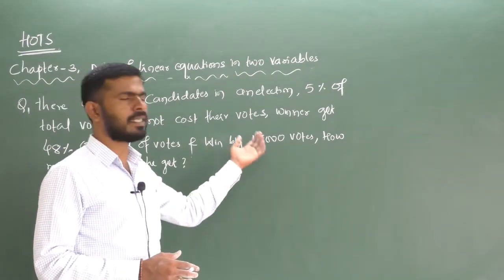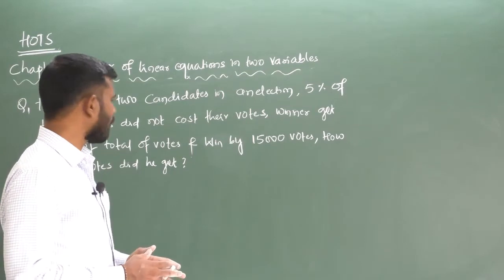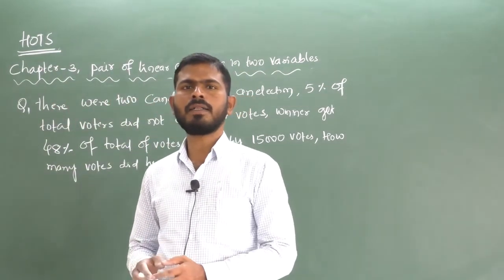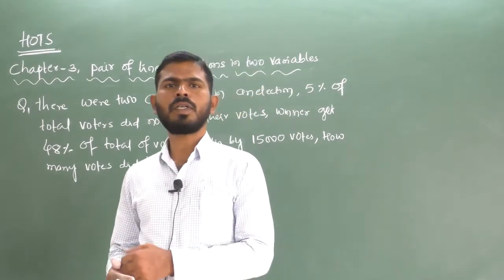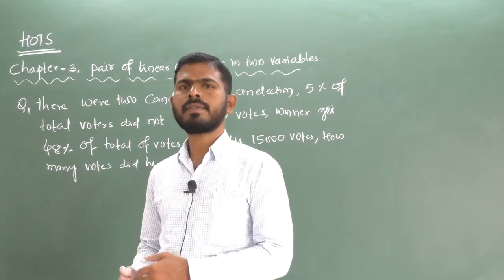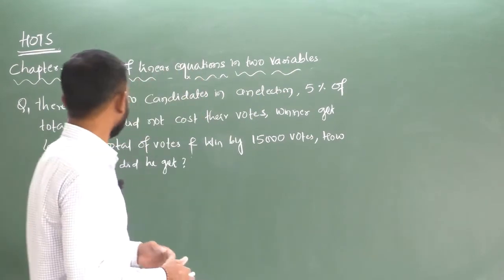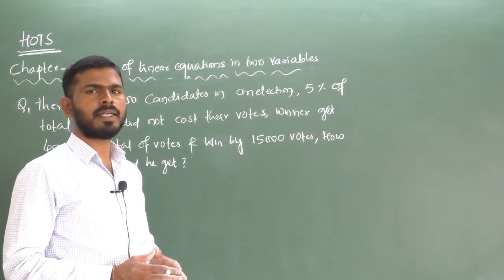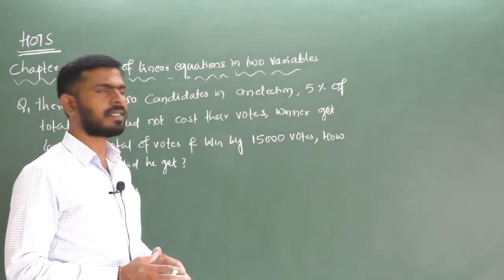So the percentage of votes is given, and you have to find the total number of votes the winner got. Such questions will be given in competitive exams, so don't use a lengthy method. I will show you a trick to solve such a question. First, read the question once again, because reading it once or twice will give you a little clue how to solve this type of question.